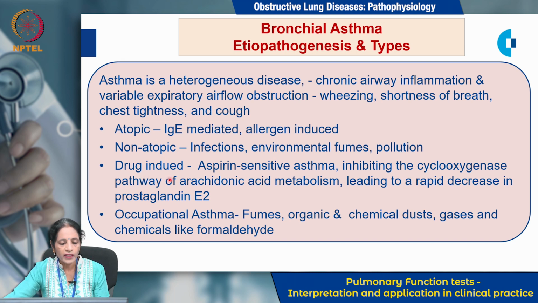And there is also drug-induced bronchial asthma, where most of the patients have a history of taking aspirin, aspirin sensitive asthma, inhibiting the cyclooxygenase pathway of arachidonic acid metabolism, leading to a rapid decrease in prostaglandin E2. And occupational asthma is where fumes, organic and chemical dust, gases and chemicals like formaldehyde lead to asthma due to occupational exposure. Once they are taken out of the occupational exposure, these patients do not have any symptoms.